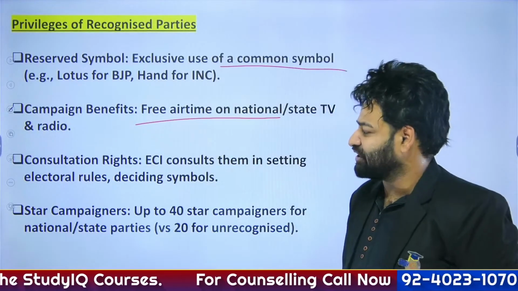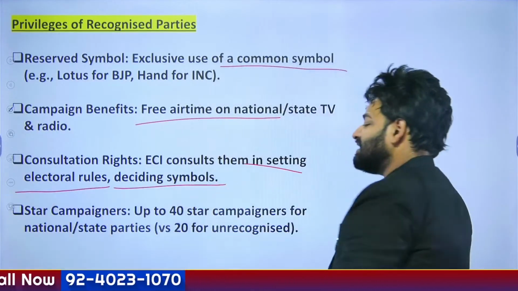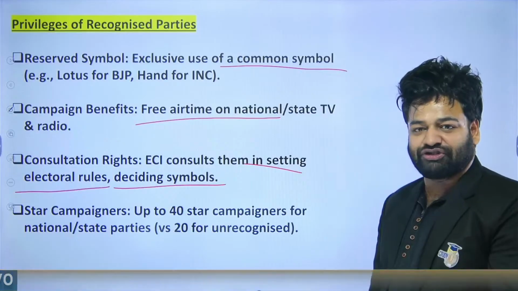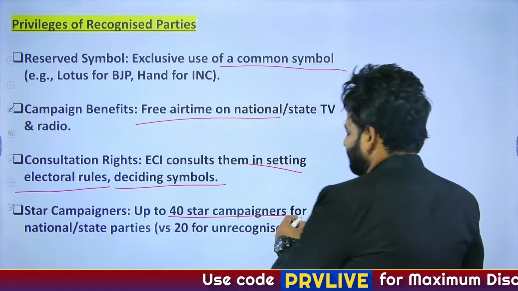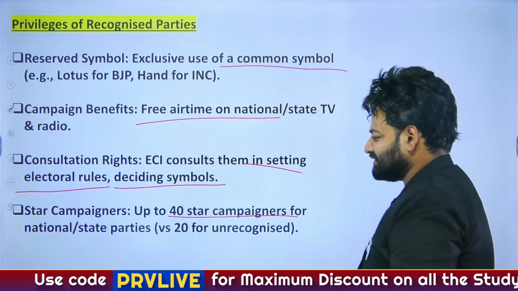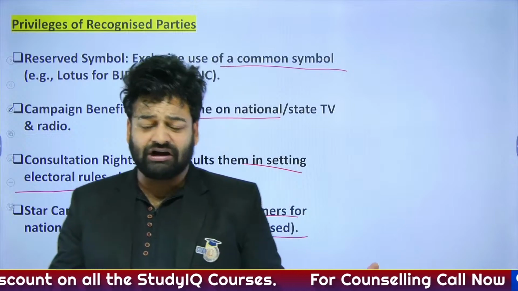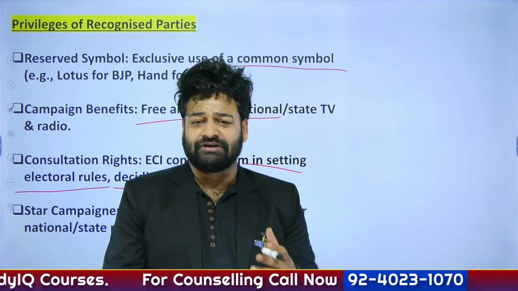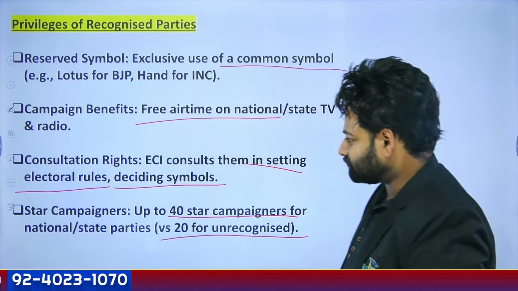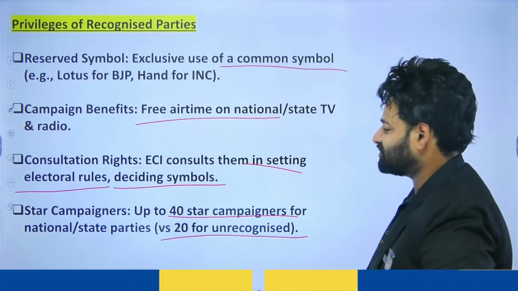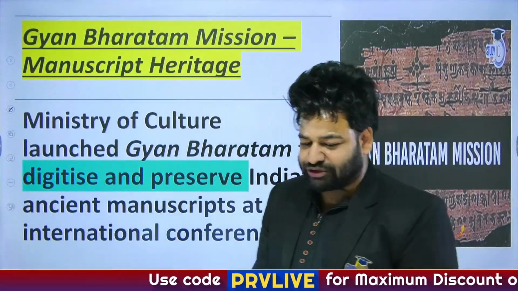Then consultation rights. ECI consults them in setting electoral rules and even deciding the symbols. Great and big privilege. And finally, the 4th one, star campaigners. Up to 40 star campaigners for national and state parties versus 20 for unrecognized. Like, for example, we have got Rahul Gandhi, the star campaigner of BJP. Let it be, right? So up to 40 star campaigners for the national or state parties. Now, this was the first news.